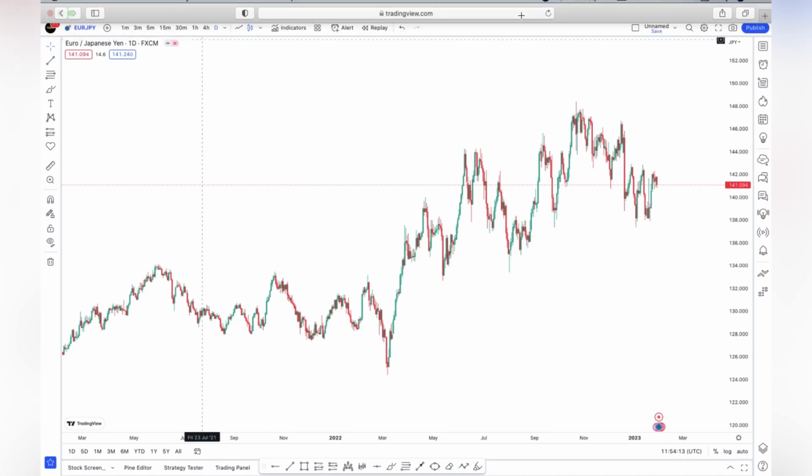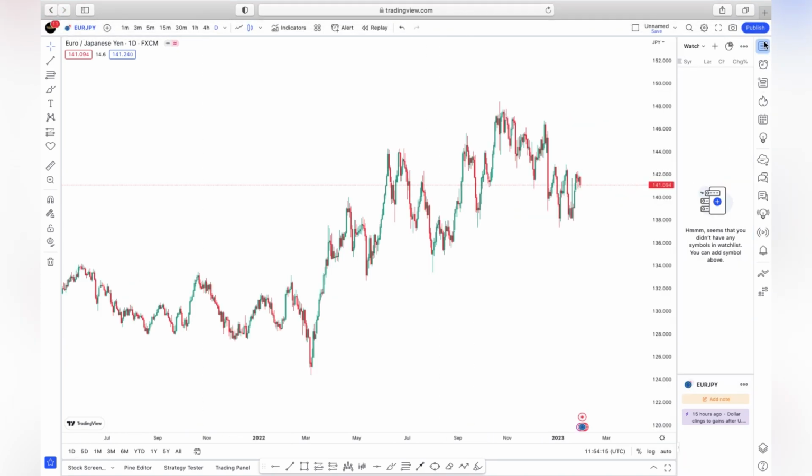So now, if you're on TradingView, if you go to this top right corner, you can see it's written Watchlist and Details. This is where you're going to put your pairs, the pairs that you're going to focus on for the week.